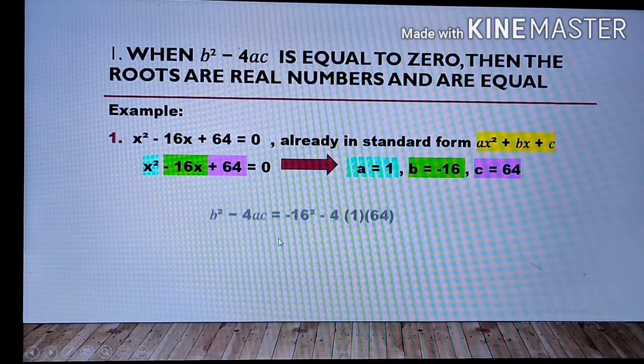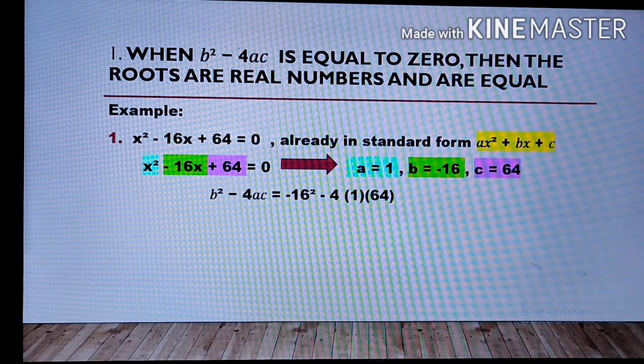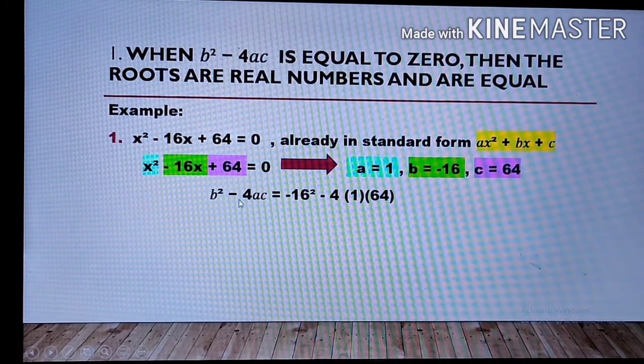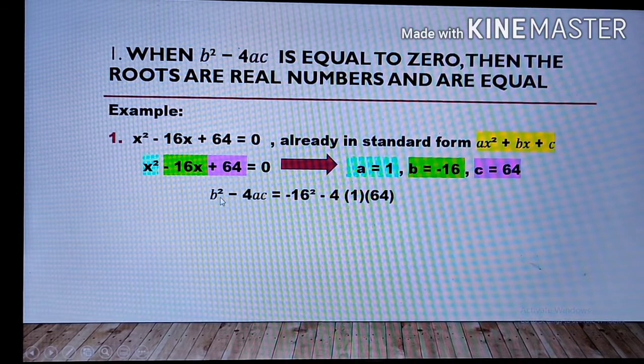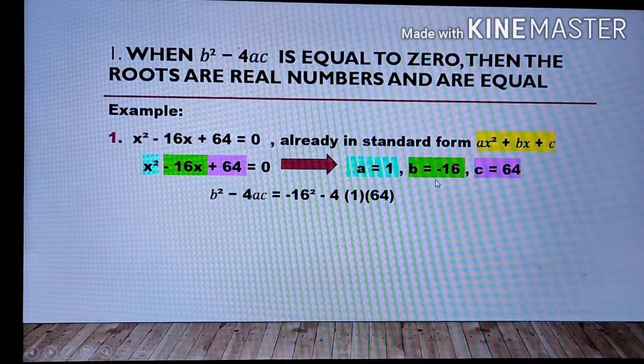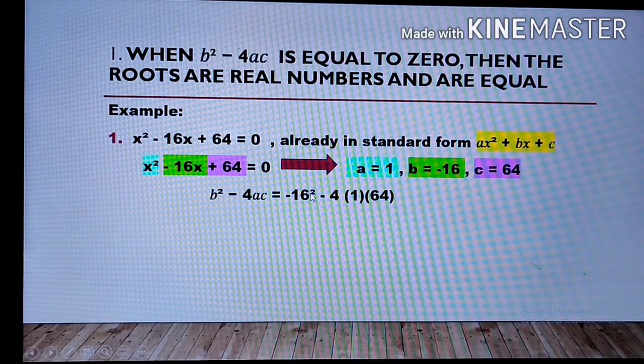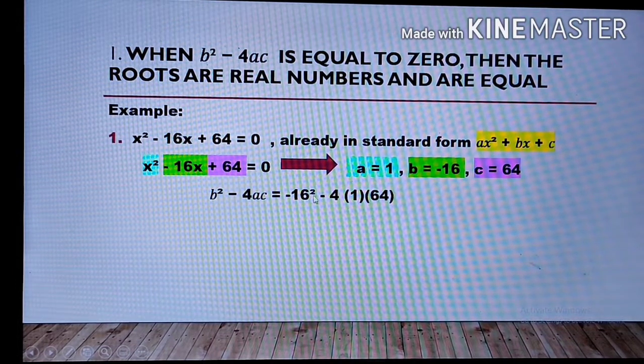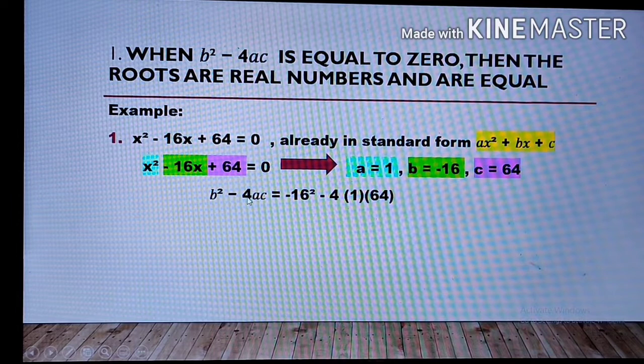Next, we are going to substitute the values in the formula of the discriminant. b squared minus 4ac is equal to, ang b is negative 16. So, negative 16 squared. Meron siyang squared kasi sa formula, meron ding squared. So, lagyan mo din siya ng squared. Minus, copy 4, kasi constant na yan, 4 times a. a is 1. Then c is positive 64.